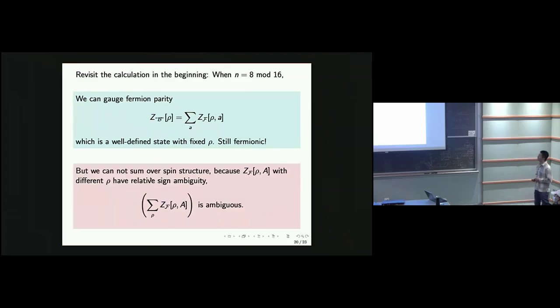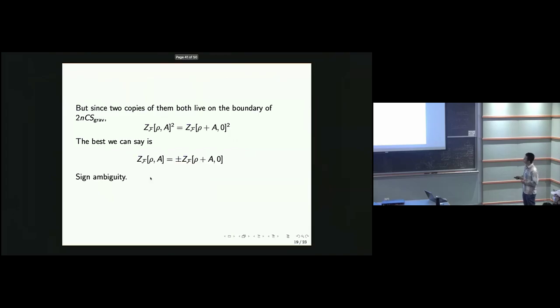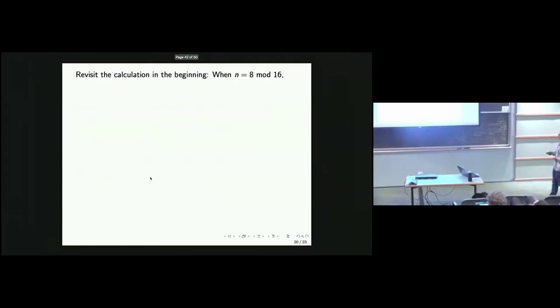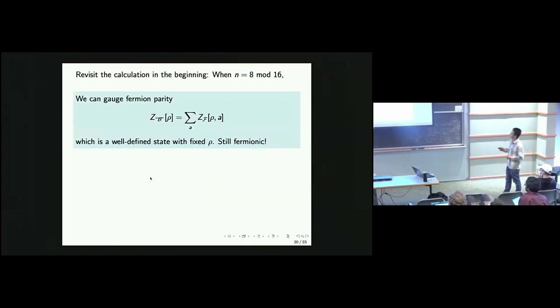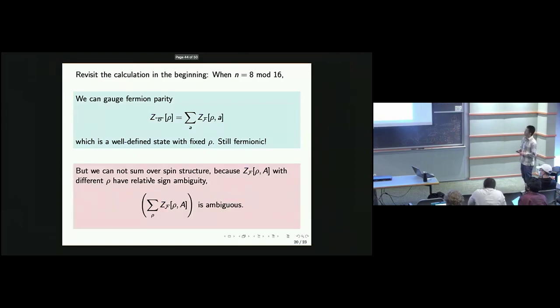On the other hand, by the way, because there's a sign ambiguity, we cannot use this equality to make progress. So we just stay with this prescription where we couple the fermionic theory to the spin structure and the Z2 gauge field separately. On the other hand, we cannot sum over the spin structure, because you know that for different choices of the spin structure, there is a sign ambiguity between them, and therefore, if you sum them over with a relative sign ambiguity, the whole summation will be ambiguous, and it does not quite make sense to talk about the summation.